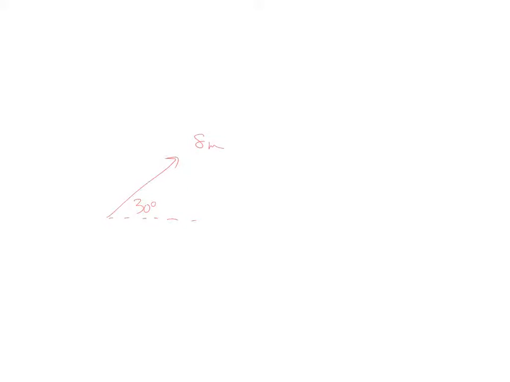Now, if you're given something like this, you should recognize right away that this has 2 vector components. It has the horizontal component. Here's another color. And it has the vertical component. The vertical component is represented by the length of the vector, which is 8, times the sine of the angle, which is 30 degrees. The horizontal component is represented in this case by the length of the vector times the cosine of the angle given.